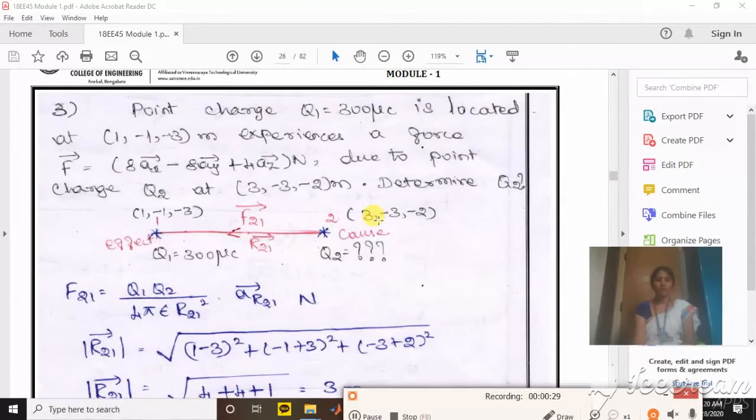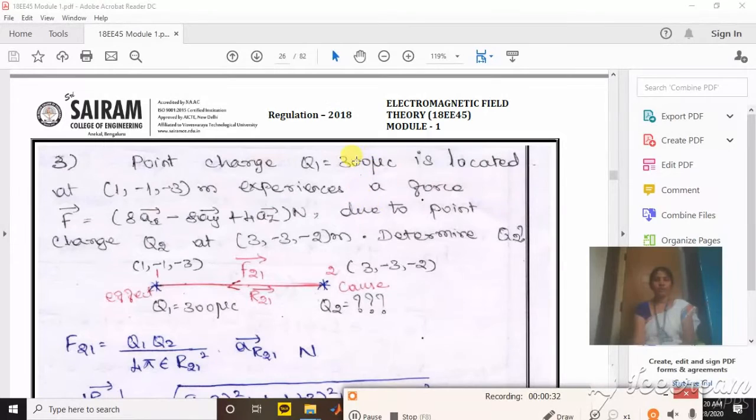So in the previous problems, they had given 2 point charges and we identified the force. Whereas in this problem they had given 1 point charge and 1 force equation. We need to identify the charge Q2. So consider charge Q1 and Q2. What is the value of Q1 given? 300 microcoulomb. Q2 we need to identify. Where is the force getting experienced? A force F = 8ax - 8ay + 4az due to point charge Q2. So because of this point charge Q2, one force is getting exerted at point Q1.